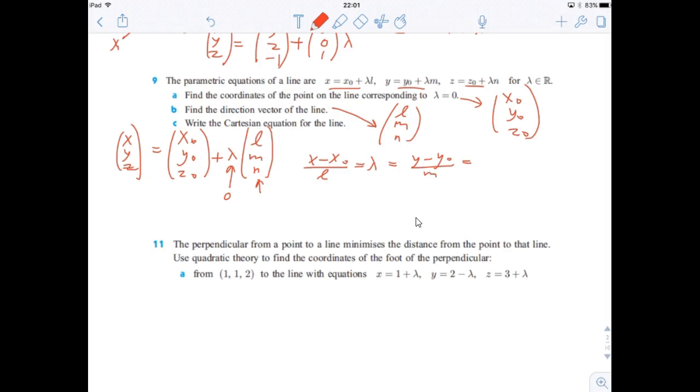And the last one would be z minus z0 divided by n. Okay, so there is the Cartesian equation for the line. Just ignore the lambda that I stuck in there, okay?